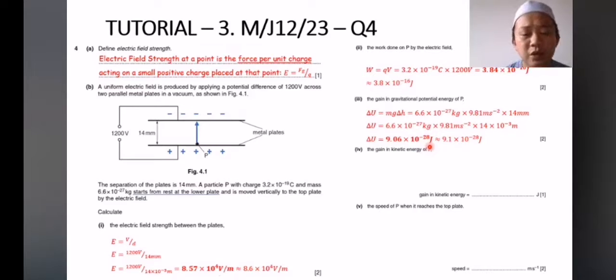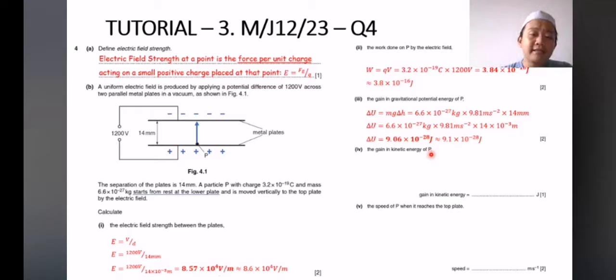So the answer is 9.06 times 10 to the power of minus 28 joules. Alright. So now what about the gain in kinetic energy of P? So the conservation of energy here, one would say that the gain in kinetic energy would be actually equals to the gain in the potential energy, betul tak?